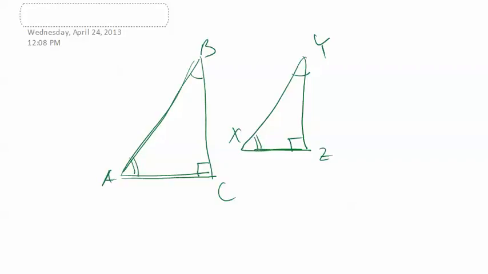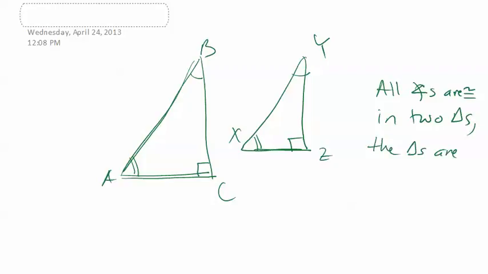Why can we say that? Well, the third angle theorem. So if we know that all angles are congruent in two triangles, then we know that the two triangles are similar. Okay, similar, not congruent. Well, how come we don't know that the triangles are congruent? Well, because we don't know the measure of the sides. We just know the measure of the angles.